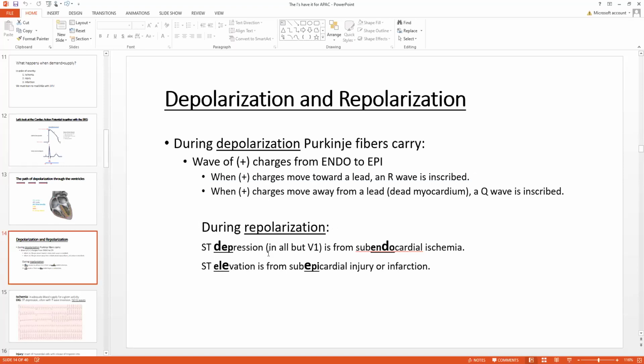In repolarization, if you have ST depression, that comes from subendocardial ischemia. If you have ST elevation, it comes from subepicardial injury or infarction. So there are our three I's.